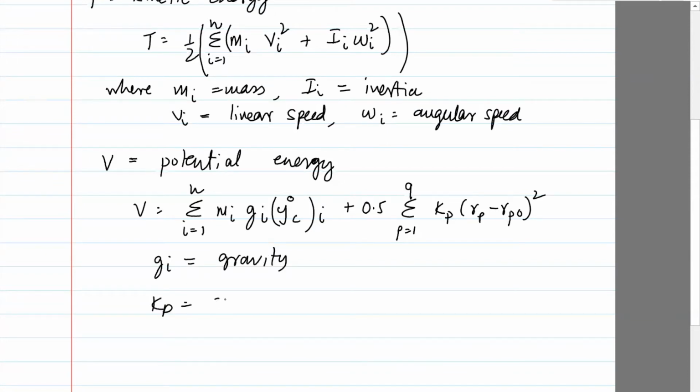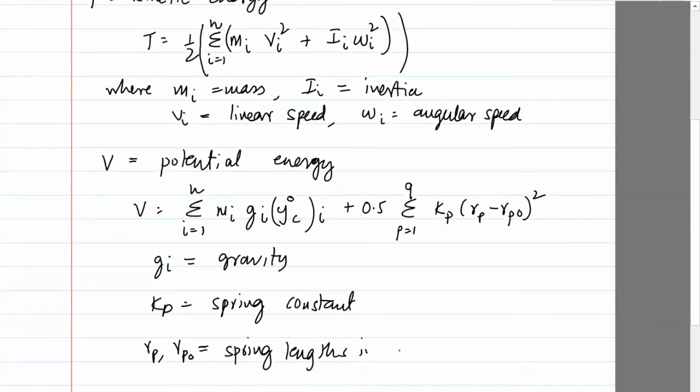KP is the spring constant. Again, that's given to you. RP and RP0 are the spring lengths in stretched and unstretched position. So unstretched would be RP0, stretched would be RP. That basically tells you how much potential energy is stored in the spring.